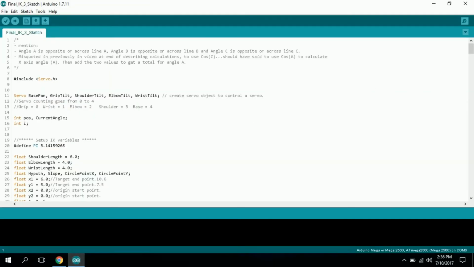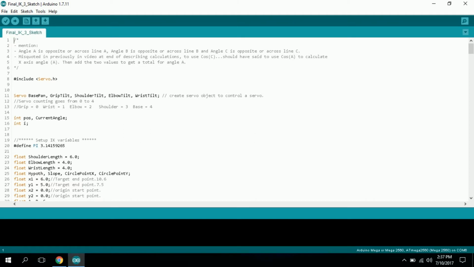So here's the program, and I actually wanted to mention two things here. The first thing is earlier on in this video, towards the end, I mentioned angle A. I misquoted and described angle. I said cosine C, which I should have said cosine A to calculate the x-axis angle A, and then you add the two values to get a total for angle A. I think I referenced cosine C, and that was a mistake.